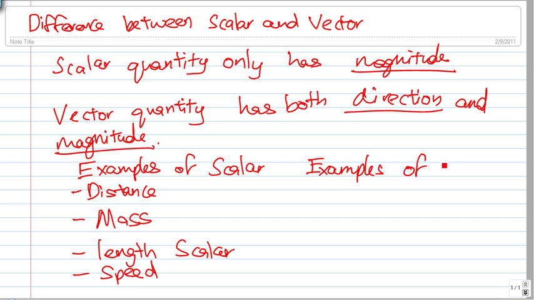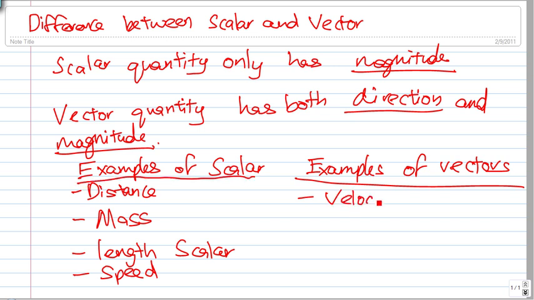Okay, so what are some examples of vectors? Okay, velocity is a vector. Okay, velocity, there's such a thing as negative velocity.